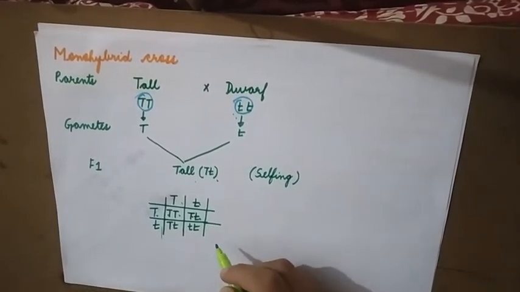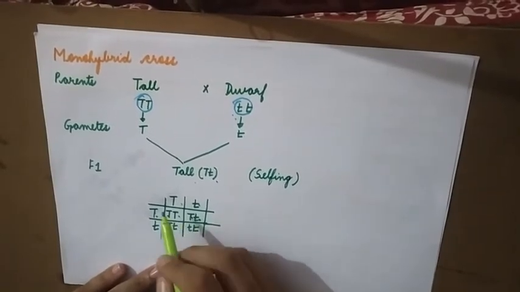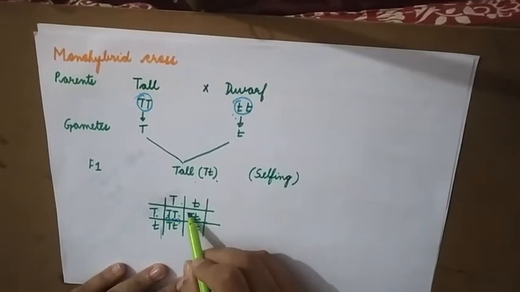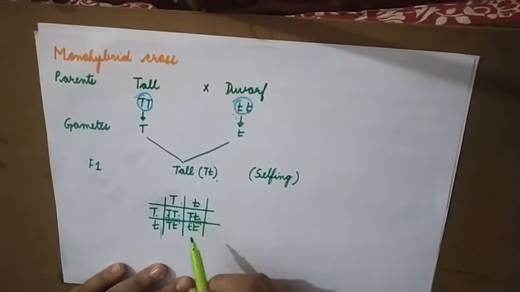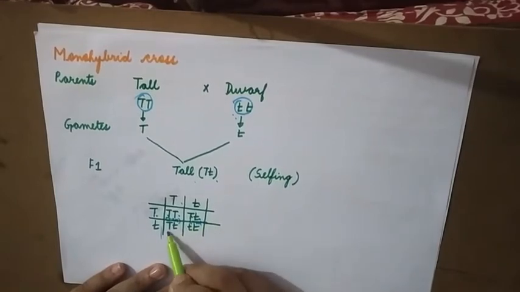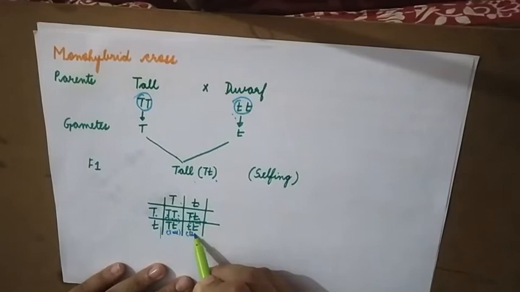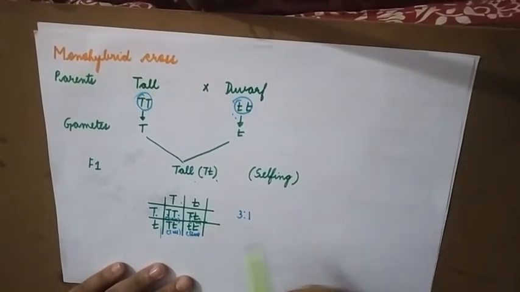And I've told you how to find out the genotypic ratio and phenotypic ratio. Now T and T gives rise to a tall plant. Big T and small t again gives rise to tall plants because the capital T is masking the small t. So that's why it will give rise to a tall plant. This also gives rise to a tall plant and this gives rise to a short plant. So we see the phenotypic ratio is 3:1.